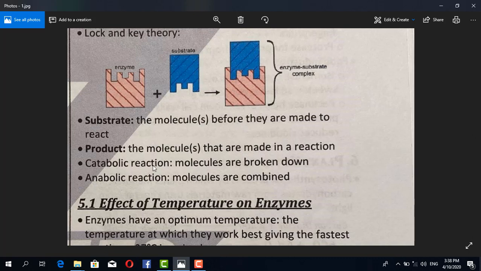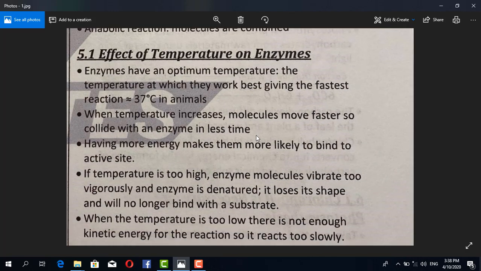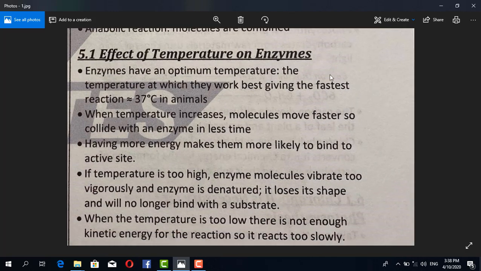The catabolic reactions are molecules which are breaking down. Meanwhile, the anabolic reactions are molecules that are combined. As with any sort of reaction, there are so many factors that affect the activity of the enzyme. Okay, one of the things that actually affects the enzyme is we've got temperature, we've got the pH, and we've got the concentration of the substrate.